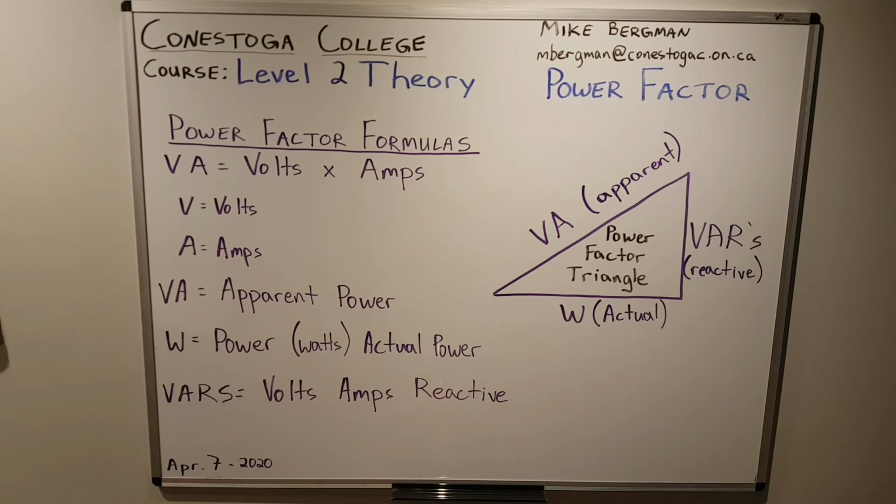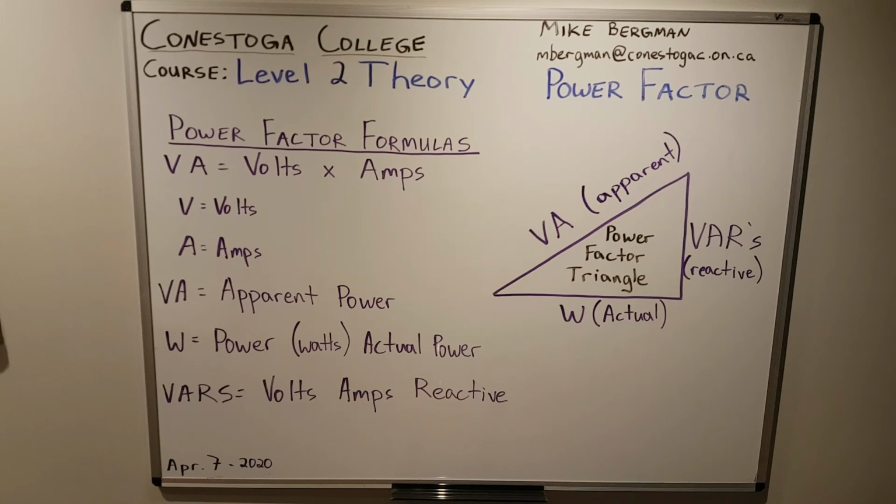Now VARs is volts, amps, reactive. That's the difference between your VA and your watts, but it's not just a straight-up VA minus watts. Don't forget we're dealing with phase angles here. So VARs is the difference after we've calculated our VA and watts. And again, we're just looking at a right angle triangle, so the Pythagorean theorem can be used to calculate all the sides of this. And if we don't have the sides but we have some angles, we're going to use SOHCAHTOA, which we've been doing all the way through.